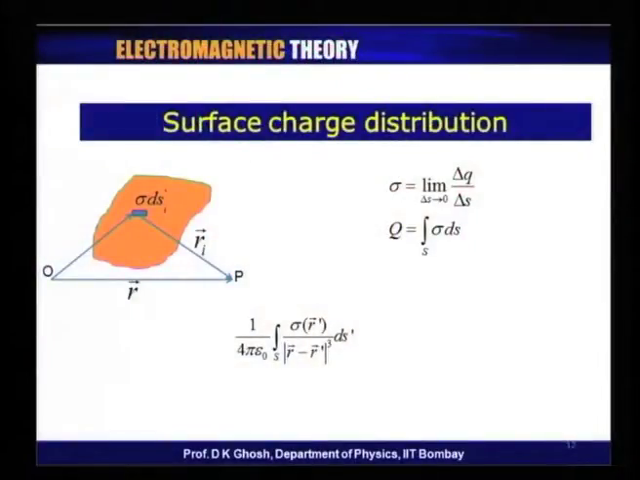Now, I can extend this to a distribution of charge on a surface, which is in 2 dimensions. So, here I have shown you an irregular surface.